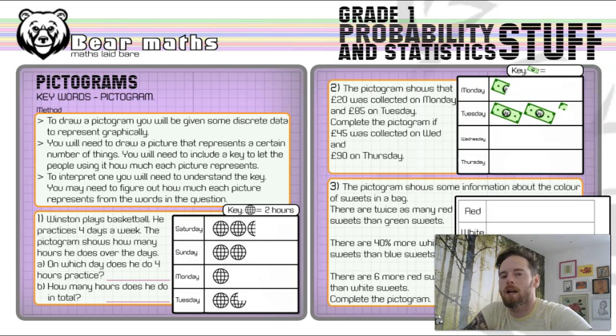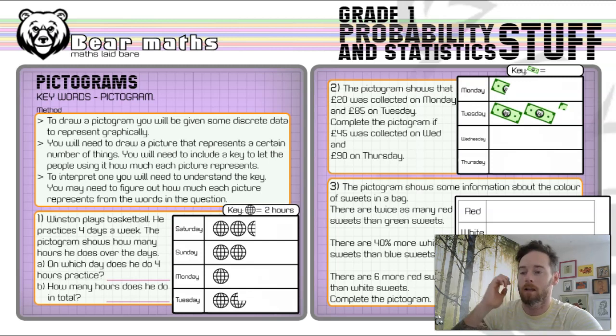This one is on pictograms. Now a pictogram is a visual representation of some data. We use a picture to represent a certain number of things. To draw one, you need to choose a picture that represents that certain number of things, and you need to tell someone via the key how much each picture is worth.